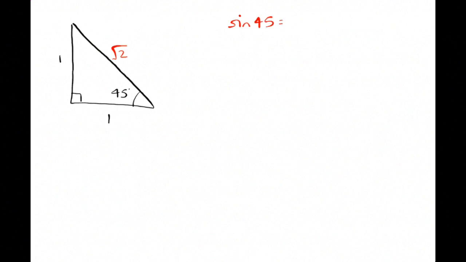Sine of 45, opposite over hypotenuse, 1 over root 2. Cos 45, adjacent over hypotenuse, 1 over root 2. Tan 45, opposite over adjacent, 1 over 1 is just 1.